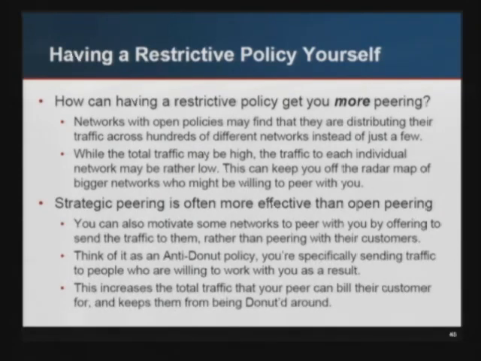Like we talked about, you can motivate other networks to peer with you because of increased traffic. You can also motivate them by saying, hey, rather than me going out and peering with your customers, how about I not do that? I'll just peer with you. Would you then be willing to peer with me? And there's a lot of networks that say, well, okay, that's an attractive offer. I will be willing to peer with you. So it's kind of an anti-donut policy. Rather than specifically avoiding a network, you're specifically targeting a network who's willing to work with you. You're increasing their total traffic. You're increasing what they can bill their customers, and you're defeating the donut.